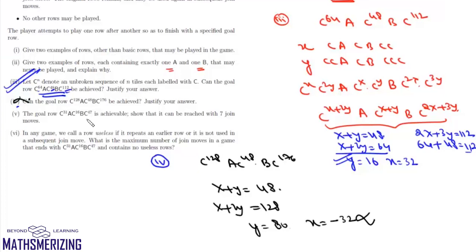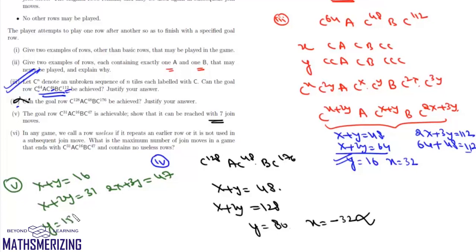Now the fifth one is goal row C31, A, C16 and B, C47, which is achievable, so that it can be reached with 7 join moves. Now in this case, the value of x plus y is 16, x plus 2y is 31, and 2x plus 3y is 47. Now we'll subtract, we'll get the value of y as 15. Now we'll put y as 15, we'll get x as 1. Now we'll put it in this equation, we'll get 2 plus 45, which is 47. So these two values satisfy this given condition. So that means this row is achievable.